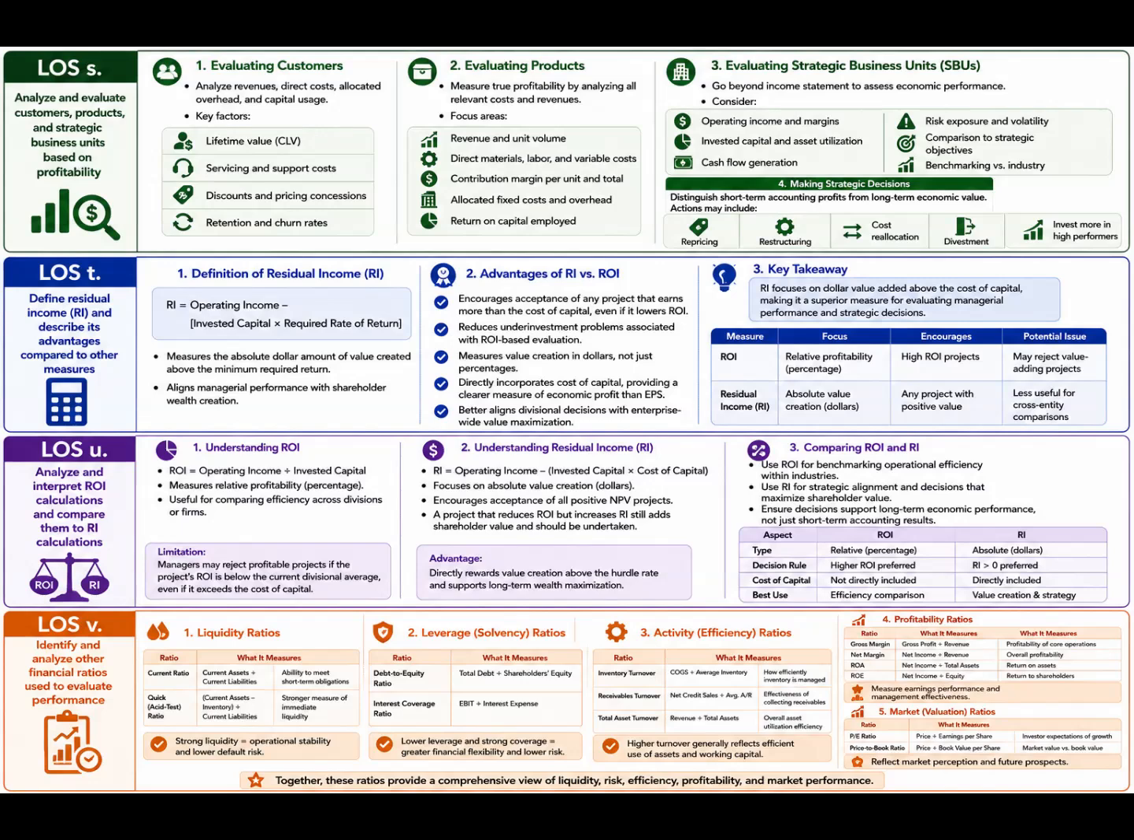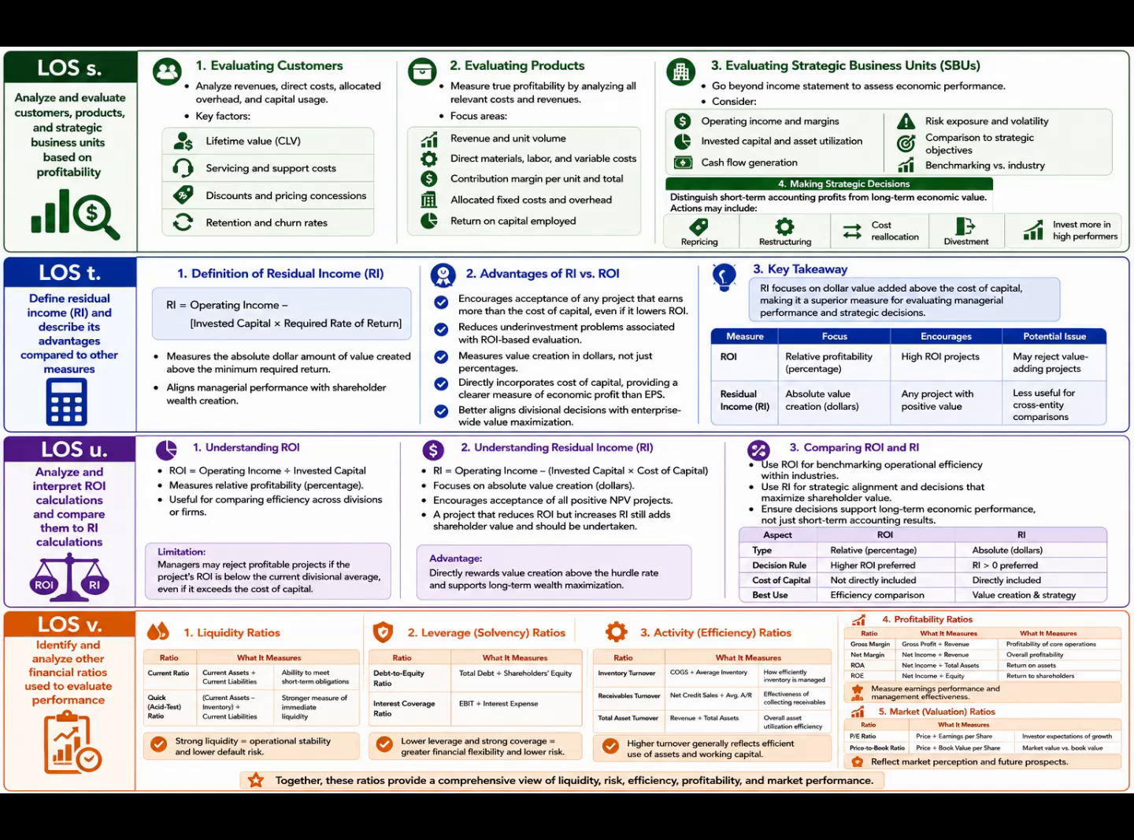LOS. Analyze and evaluate customers, products, and strategic business units based on profitability. Evaluating customer, product, and strategic business unit (SBU) profitability requires analyzing revenues, direct costs, allocated overhead, and capital usage. For customers, this includes assessing lifetime value, servicing costs, discounts, and retention rates. For products, contribution margins and fixed cost absorption must be carefully measured to determine whether offerings truly add economic value.